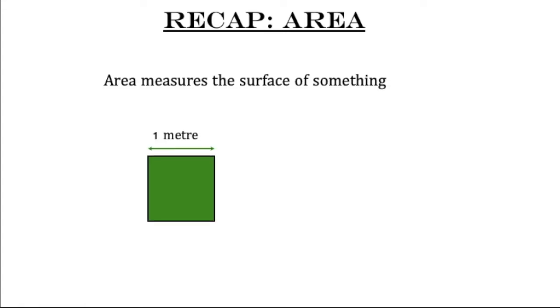Recapping on area, the way we calculated area was that if you have 1 meter on one side and 1 meter on the other side, the area of that shape will be 1 square meter, or in short written 1 m², using units like that.